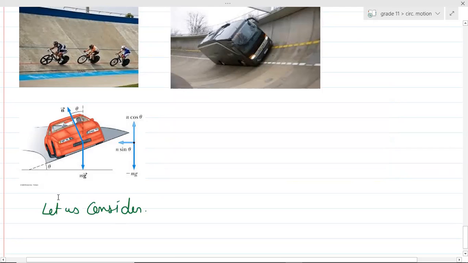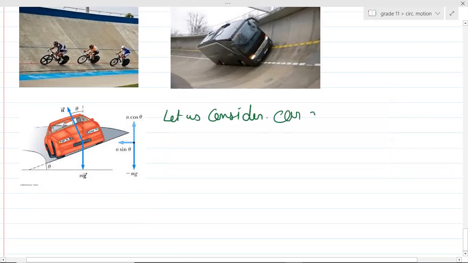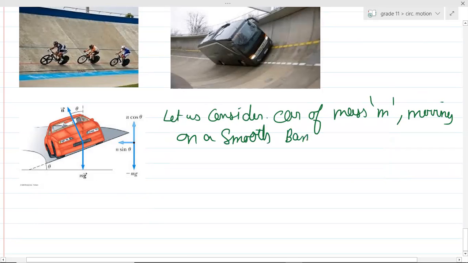So let us consider a car of mass m. This is important from your school point of view, so that's why we are writing the whole statement. Let us consider a car of mass m moving on a smooth banked road with angle of inclination.